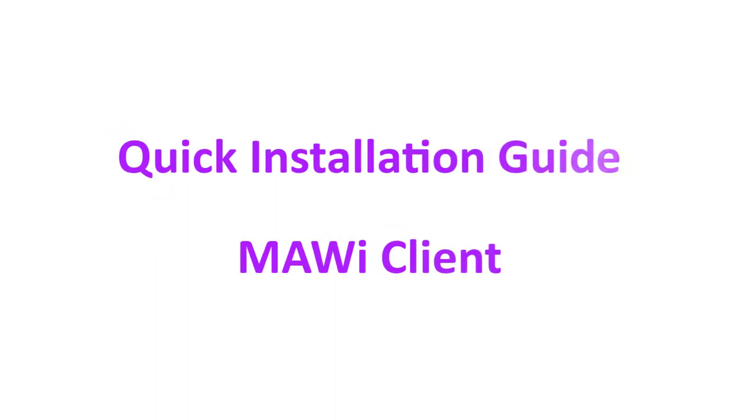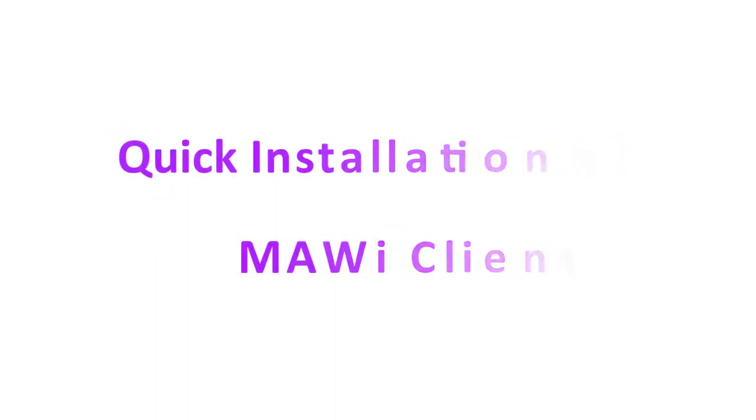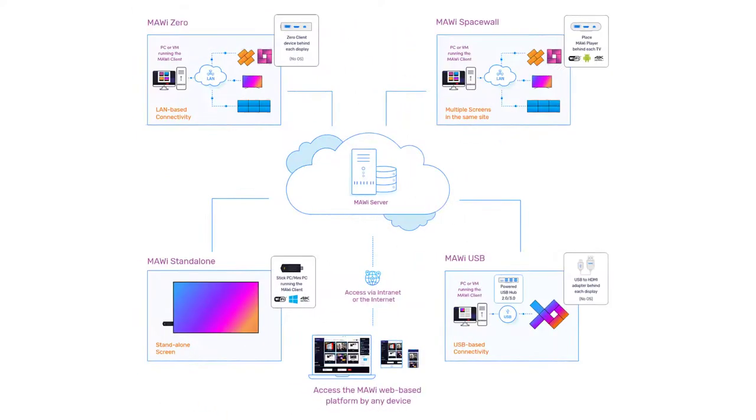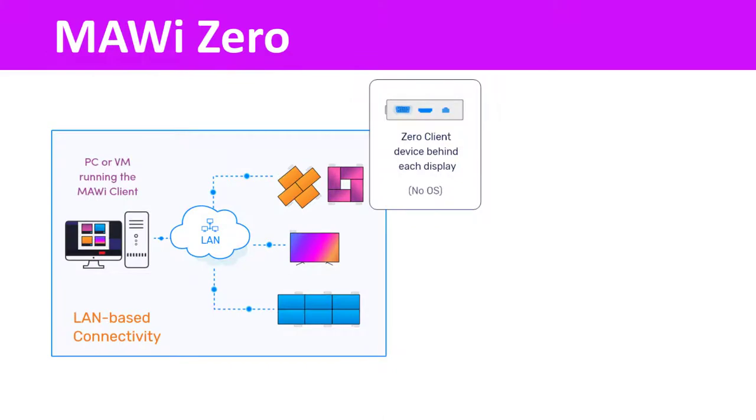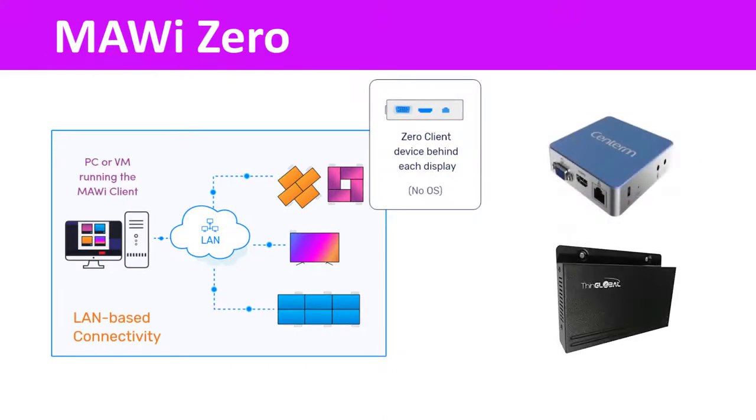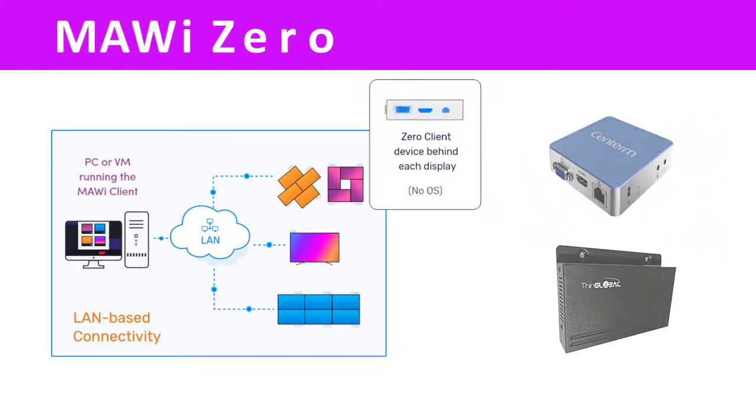In this guide, we will walk you through the installation process of the MAWi Client component. MAWi Client can be installed in four different variations. MAWi 0, using HDMI over LAN 0 client adapters as the endpoint that connects to the screens.